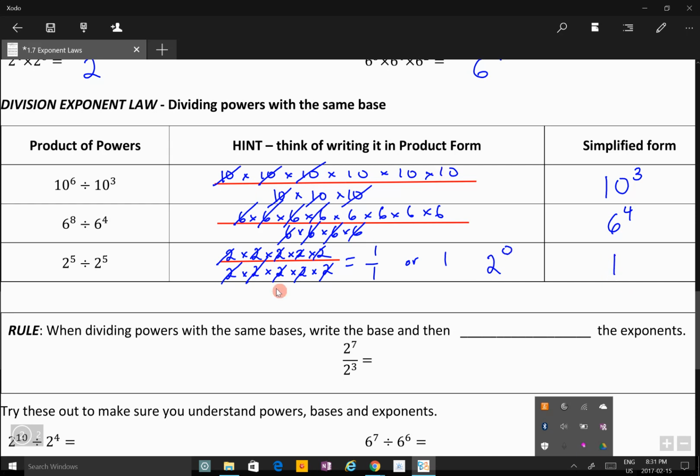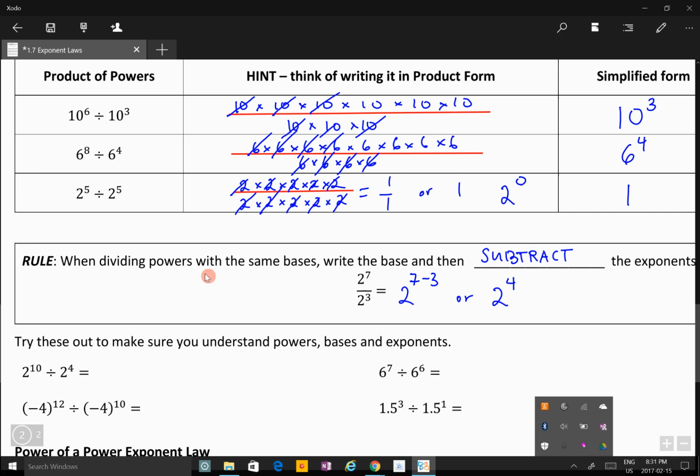Okay, so it turns out when dividing powers with the same bases, you write the base and then subtract the exponents. So 2 to the power 7 divided by 2 to the power 3. All I have to do is write the base just once, subtract the exponents, 7 minus 3, like so, and then I can say that this is 2 to the power of 4.